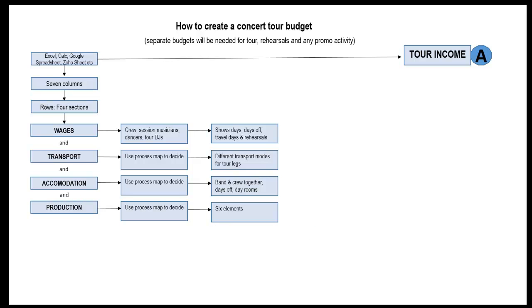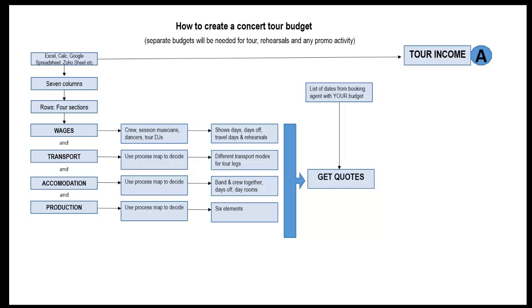I'm then going to go to my suppliers to actually get quotes to supply the equipment, the transport, the accommodation, whatever it is that I need to do this tour. And what will usually happen is I will send a list of the dates as supplied by the booking agent to the suppliers and ask them to quote on the tour. Once I've got the quotes back, say it's a sleeper bus company and they say it's going to cost me this much money to do the tour, then I fill in the budget as I need to.